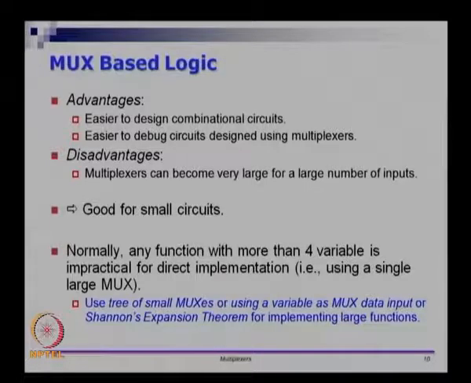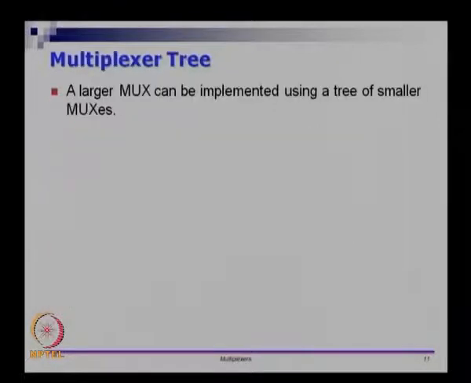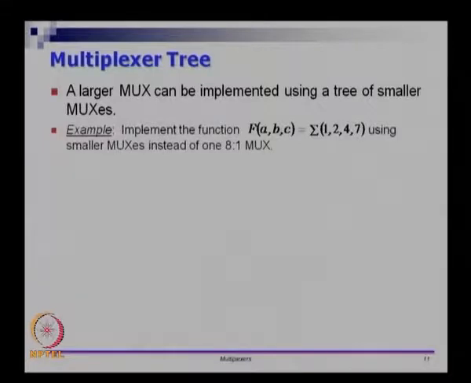Normally, if you have a function which has more than 4 variables, then you don't usually use a mux based design. You can't use a single multiplexer for this. You can use a combination of multiplexers, but a single multiplexer becomes prohibitively expensive the moment the number of inputs goes to more than 4. So what you typically do is you use what is called a multiplexer tree. A multiplexer tree is one in which you have smaller muxes instead of the larger mux.